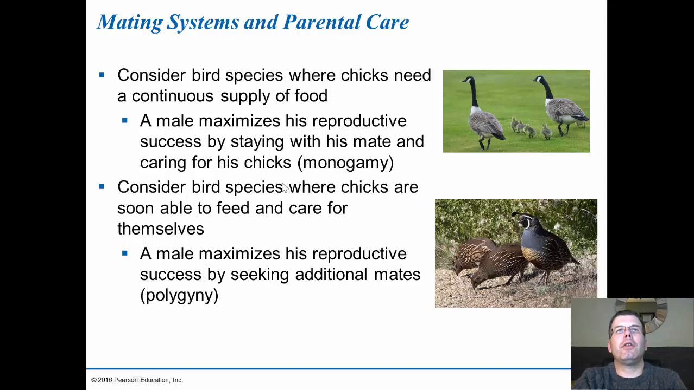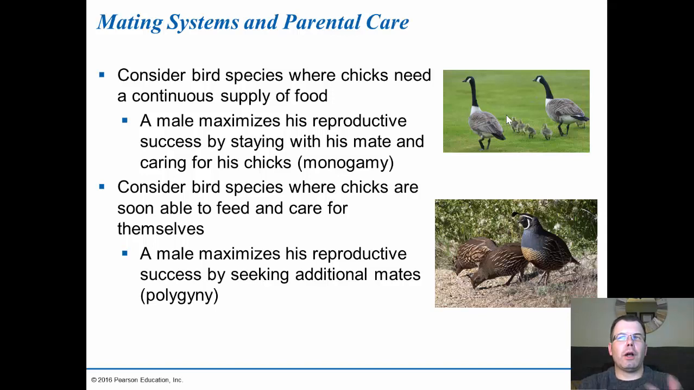So again, consider the bird species where chicks need a continuous supply of food. The male maximizes the reproductive success by staying with his mate and caring for chicks, and that would be monogamy. And so that would allow for a monogamous type of relationship where the male is going to benefit the offspring in those situations. So if the chicks are ones that are highly in need of a continuous supply of food and stay around the nest much longer than other birds, you're probably going to suspect a monogamous type of relationship.